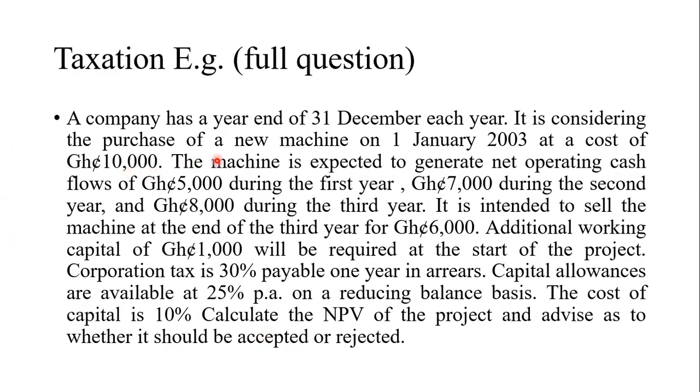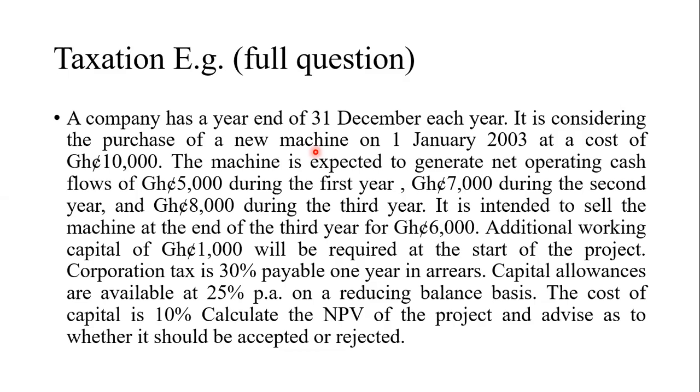So a company has a year end of 31st December each year. It is considering the purchase of a new machine on 1st January 2003 at a cost of 10,000 Ghana cedis. The machine is expected to generate net operating cash flows of 5,000 Ghana cedis during the first year, 7,000 Ghana cedis during the second year, and 8,000 Ghana cedis during the third year. It is intended to sell the machine at the end of the third year for 6,000 Ghana cedis. Additional working capital of 1,000 Ghana cedis would be required at the start of the project.